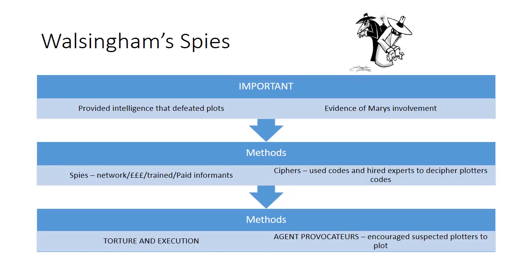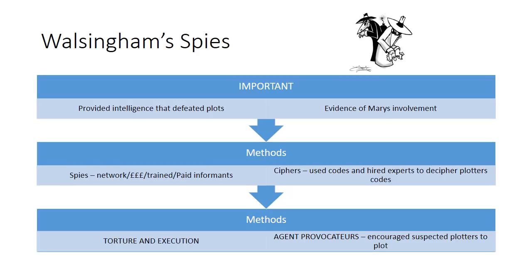They also used ciphers, which we would call code, to make sure that their own plans were secure, and they hired experts to crack and decipher the plotters' code. They also tortured and executed Catholic priests and other informants and Catholics to try and get more information from them, and Walsingham himself apparently liked doing this personally.